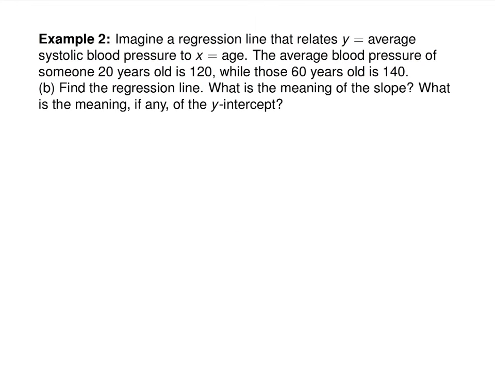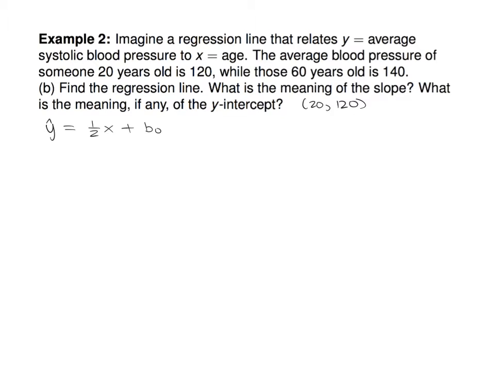Okay, part B says to find the regression line. What is the meaning of the slope and what is the meaning of the, if any, of the y-intercept? So far we have y hat is equal to 1/2 x plus b naught. So we need to use one of our ordered pairs to find b naught, and it does not matter which one you use. So I'm going to use 20, 120. If you use 60, 140, you're going to get the same value for b naught.